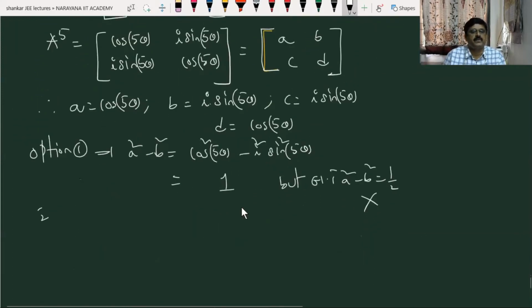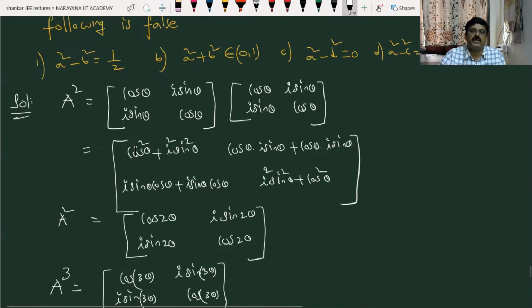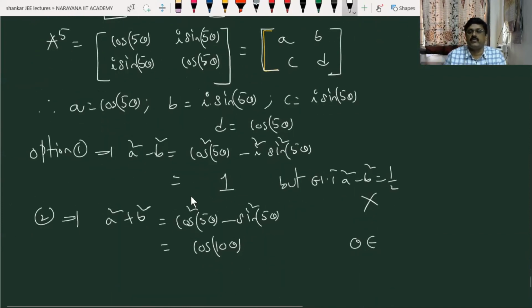Next, A square plus B square, students. Second option: A square plus B square will be cos square 5 theta plus i square, which means minus sin square 5 theta will come. It is nothing but cos 2 of 5 theta, cos 10 theta. Clearly it is given that theta belongs to the interval 0 to pi by 24. Then cos of 10 theta is undoubtedly a positive value, and it belongs to 0 to 1 only, because theta is in this particular interval.